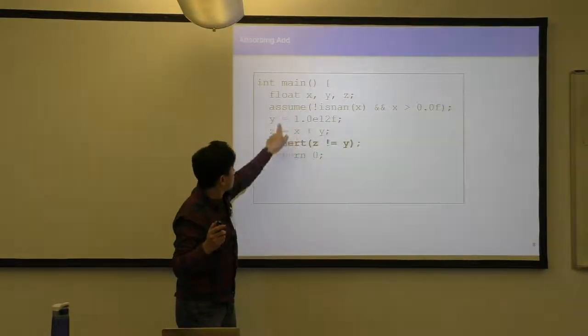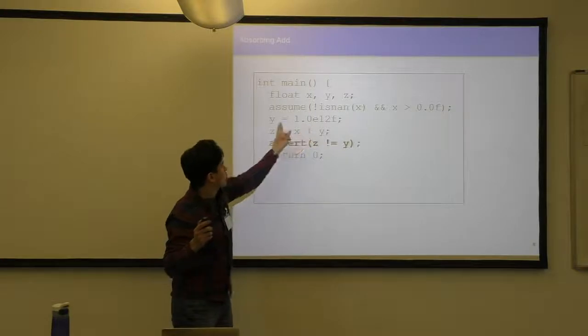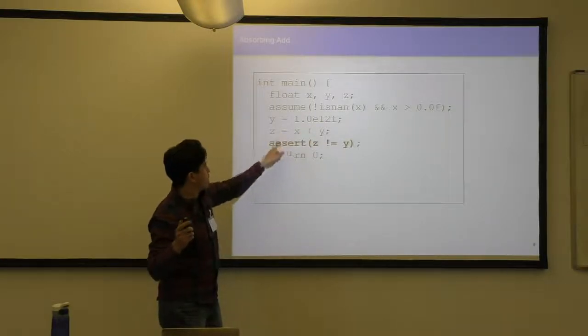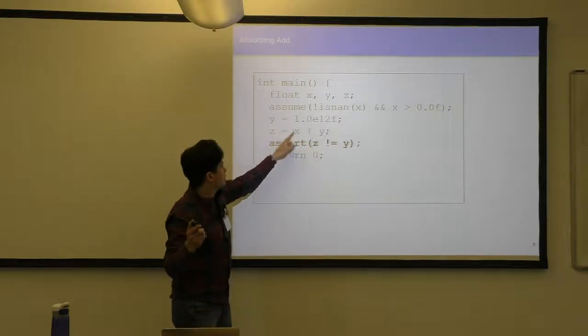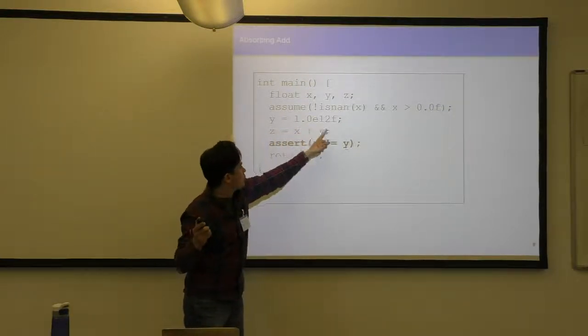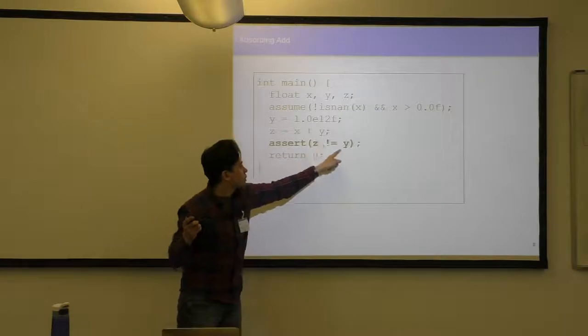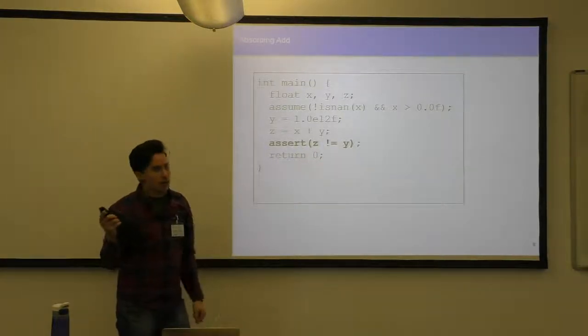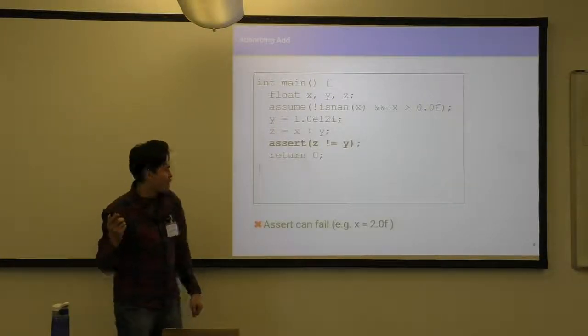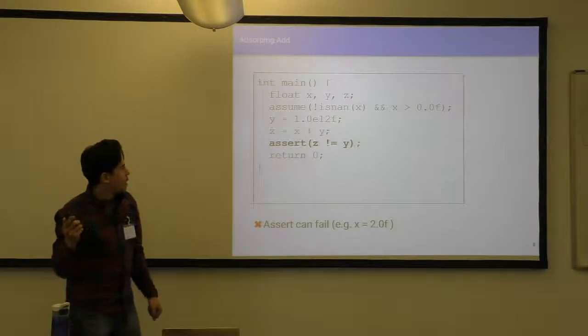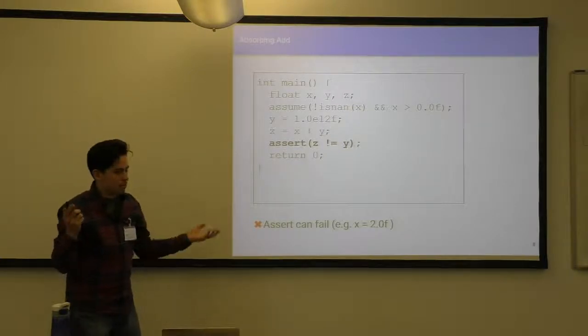Then after that, we set y to 1 times 10^12, and then we do this addition. We set z to x plus y, so z is something plus 1 times 10^12, and then we assert that z is not equal to y. So any guesses whether this assert succeeds or fails? Yeah, it fails. An example value that this would fail for is, say, 2.